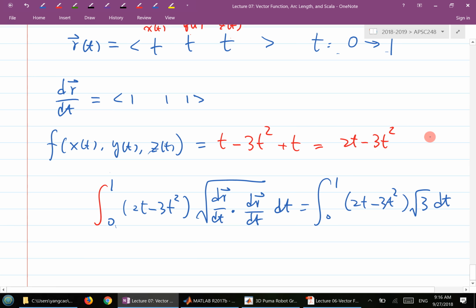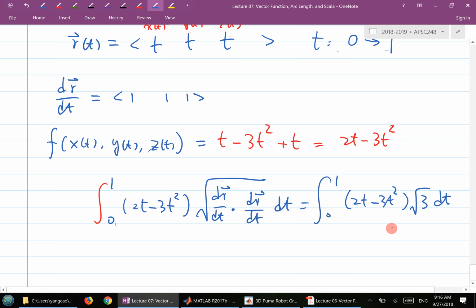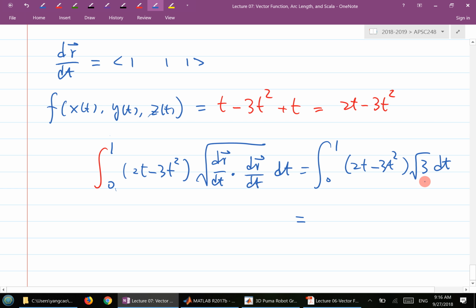And then the rest of it becomes a calculation of an integral of a single variable now. So that's actually pretty straightforward. So this root 3 is a constant. You can take it outside here. The integral of 2t is t squared, and of 3t squared is t cubed, and it goes from 0 to 1 for the limit. Overall, you end up with 0 for this integral.